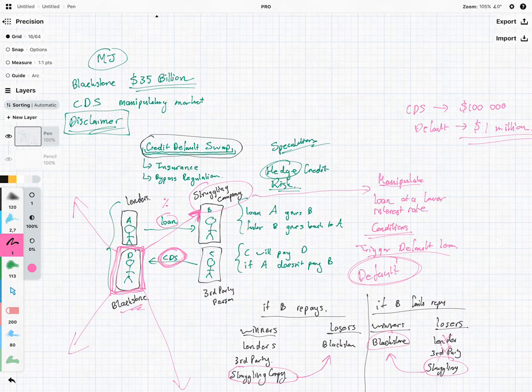Now with Blackstone having 35 billion, they can use this money to go and offer loans at very low interest rates. So they lose money technically on the interest that they're receiving from the struggling company, but they absolutely coin it on the credit default swaps.